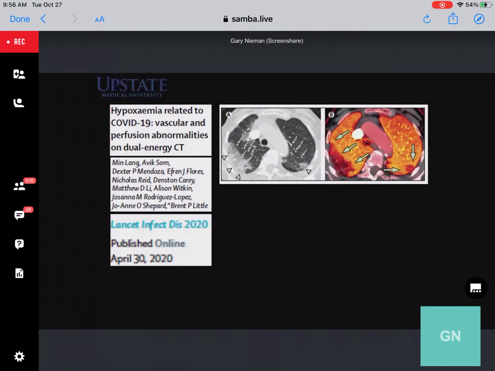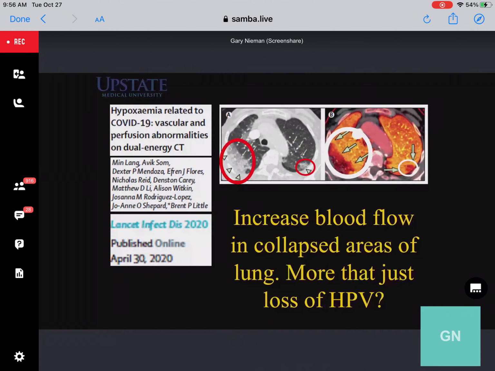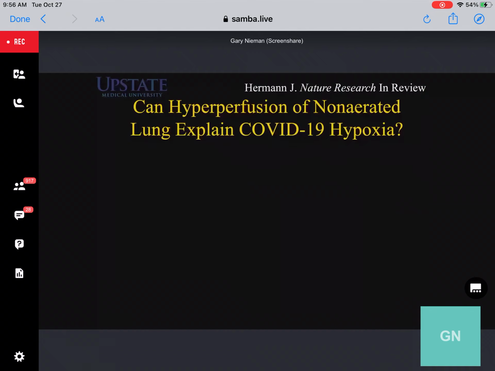What groups have shown, and this is published in Lancet Infectious Diseases, and this is a COVID patient, they show areas of collapse. And strangely, they show in these areas of collapse an increase in perfusion, the darker red. So we're actually seeing an increase in perfusion to the collapsed tissue. So not just a diversion of perfusion from these areas, actually an increased perfusion, or a hyperperfusion, in these areas.